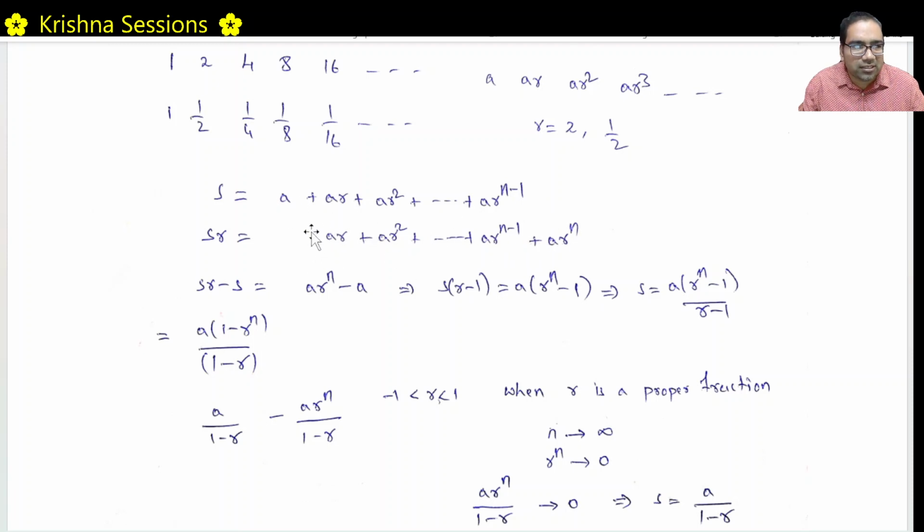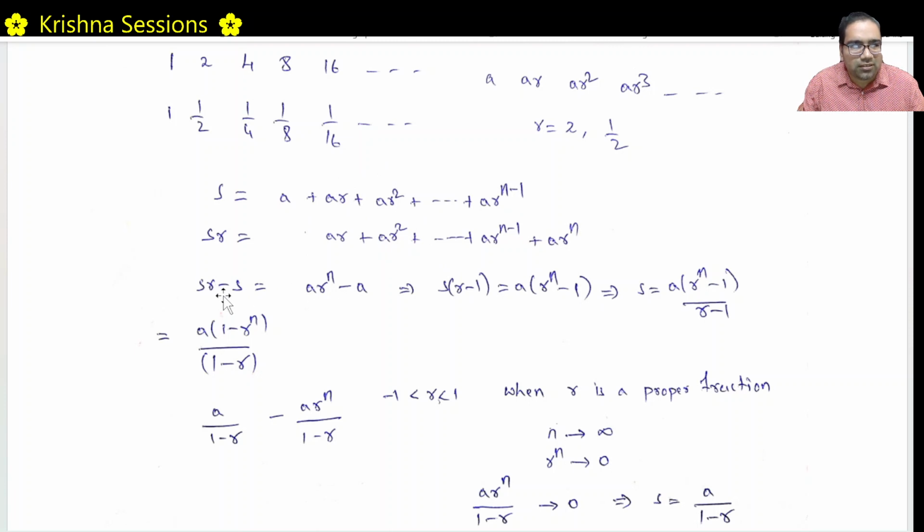Now, if you subtract, sr minus s, what will become? All these things will cancel out. Ar will cancel out, ar square will cancel out, ar power n minus 1 will also cancel out. Only this thing will be left and this thing will be left. So sr minus s is equal to ar power n minus a. Remaining all will cancel out.